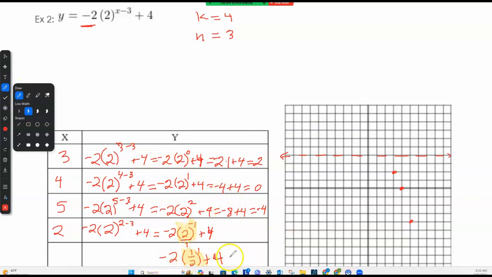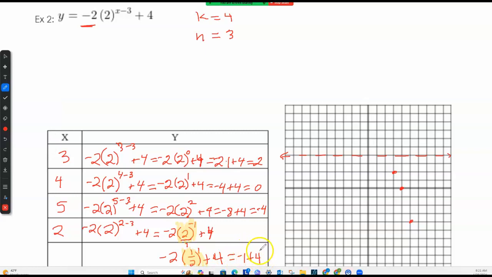Negative 2 times 1/2 is negative 1 plus 4. Negative 1 plus 4 is 3. 2, 3 then is our ordered pair. 2, 1, 2, 3. There we go. Now we're a little closer to our line, so now we can draw our graph.